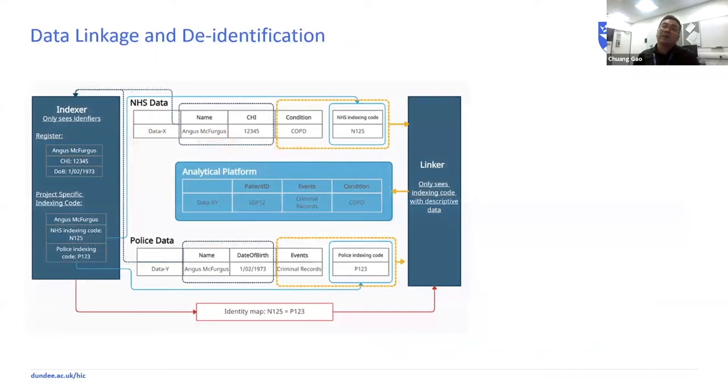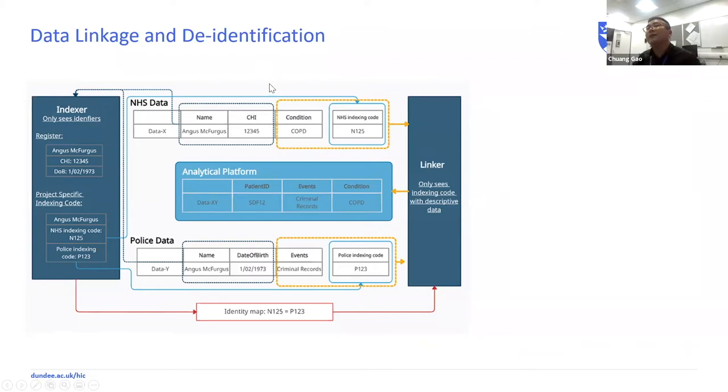Data linkage and identification. Again, in Scotland, we're not doing anything special. It's quite a standard separation of indexer and linker approach. So the indexer is the one who hosts all the identifiers. It will generate this identity map, and it will send the identity map to the linker. The linker will be the one who hosts all the real data but doesn't have the identifiers. And the linker will, based on the identity map, link all the data together, and then provide that to the analytical platforms to be accessed by the researcher.